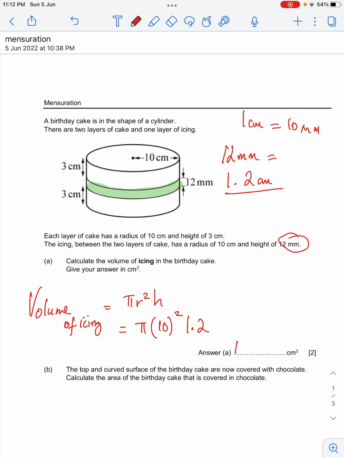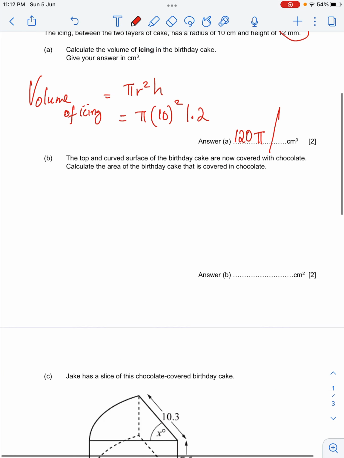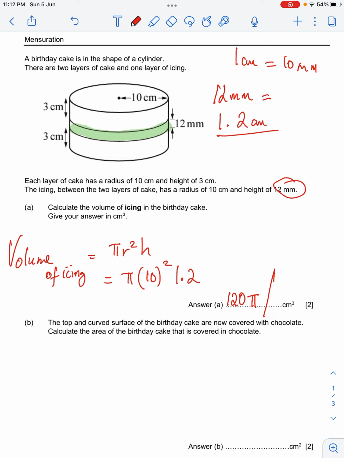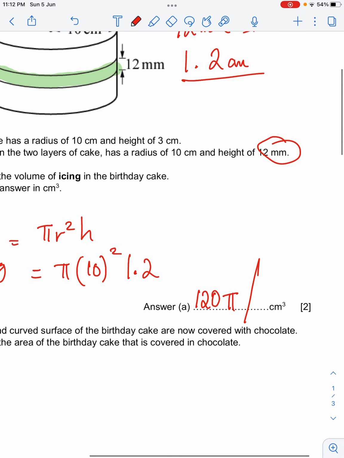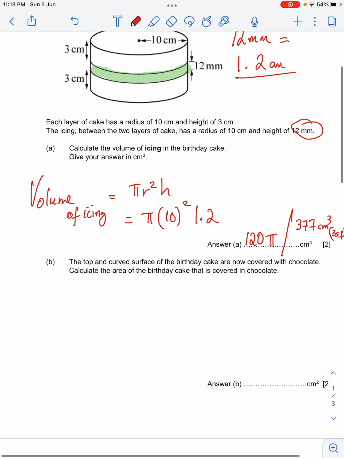If you multiply that, that gives you 120 pi. Okay, so you can also then go ahead and give this maybe in three significant figures as 377 cubic centimeters. That will be to three significant figures. You can also go ahead and do that. For 2 marks, that's all that you needed to do.